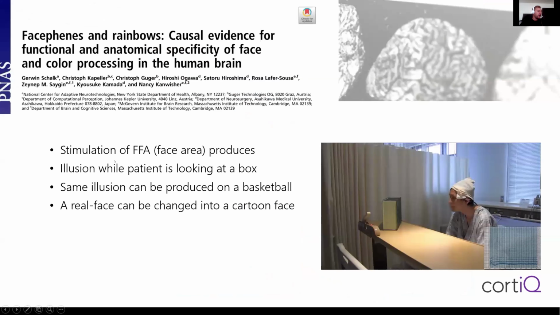Okay, and so now we had motor function and language function. It's also possible to induce visual illusions.